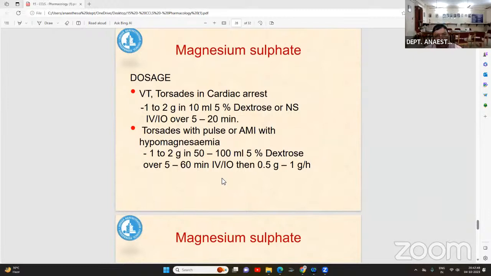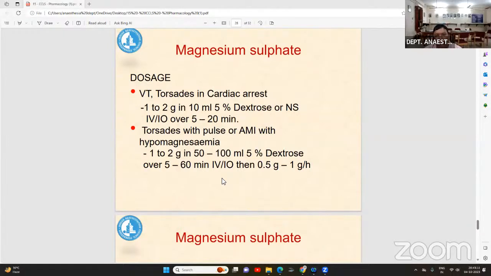The dosage for torsades de pointes in cardiac arrest is 1 to 2 grams. Usually magnesium is available as 2 ml ampoules. Each ml contains 500 mg. That means 1 ampoule contains 1 gram of magnesium. You can use 1 to 2 grams, that means 2 ampoules of magnesium, diluted in 10 ml of 5% dextrose or normal saline. It can be given intravenously over 5 to 20 minutes.